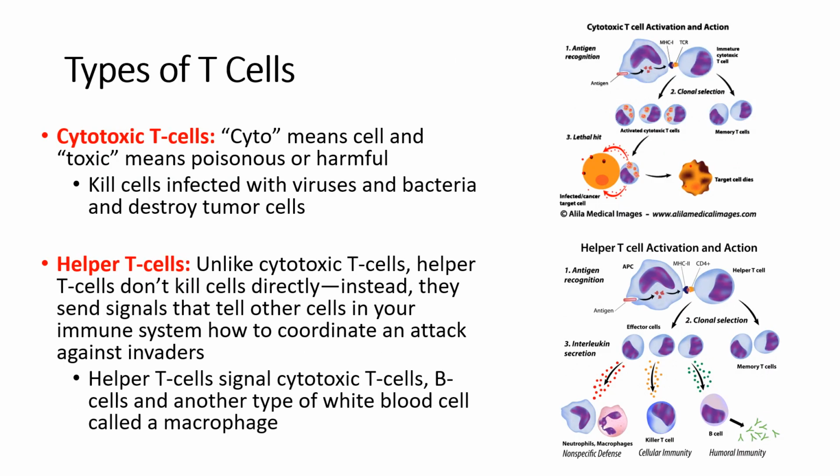There are also cytotoxic T cells. So cyto means cell, toxic means poisonous or harmful. These kill directly in cells that are infected with viruses and bacteria, or tumor cells in some cases. Whereas, as I've already said, the helper T cells don't kill cells directly, but they stimulate B cells to produce antibodies. They can also signal for the cytotoxic T cells to come over and, quote, do the dirty work.